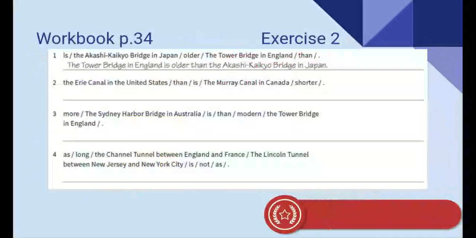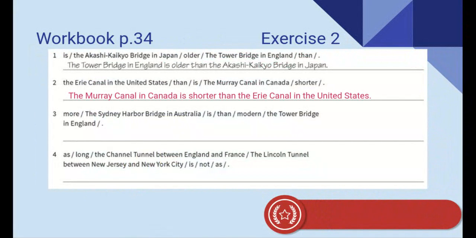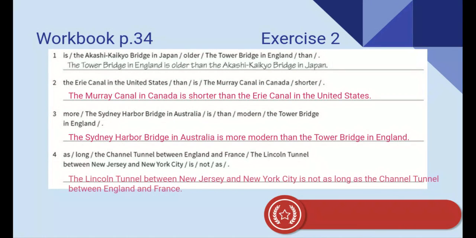Okay, let's go ahead and check. Number 2. The Murray Canal in Canada is shorter than the Erie Canal in the United States. 3. The Sydney Harbour Bridge in Australia is more modern than the Tower Bridge in England. 4. The Lincoln Tunnel between New Jersey and New York City is not as long as the Channel Tunnel between England and France.